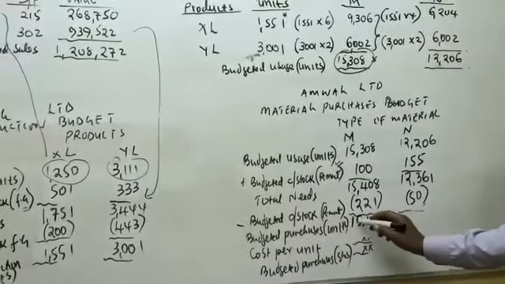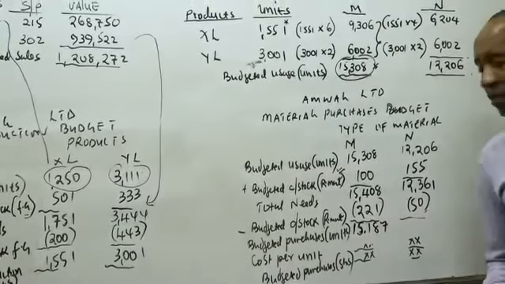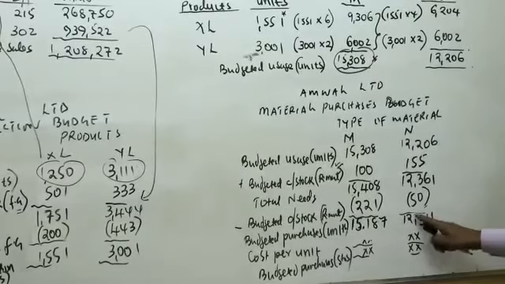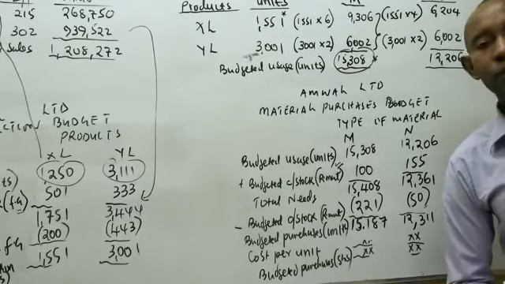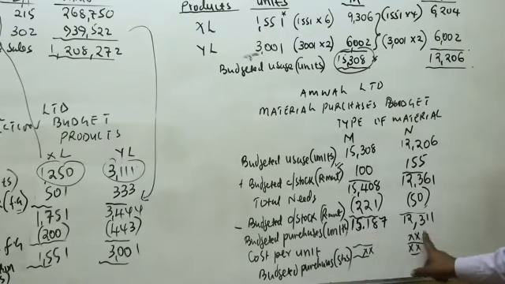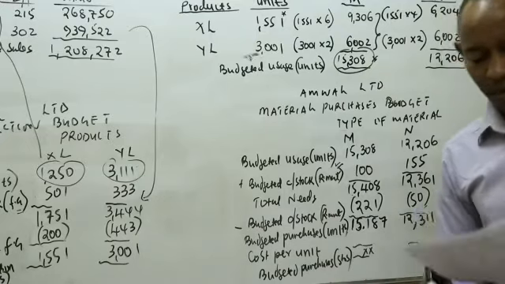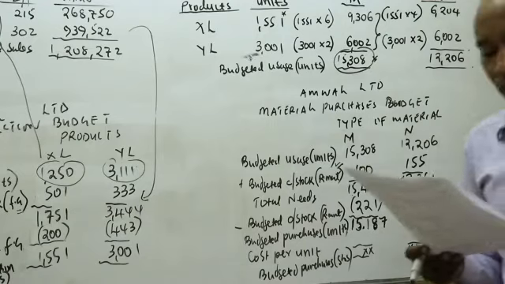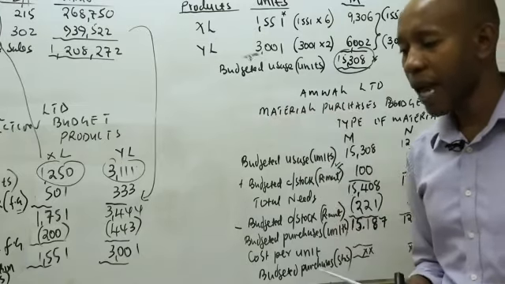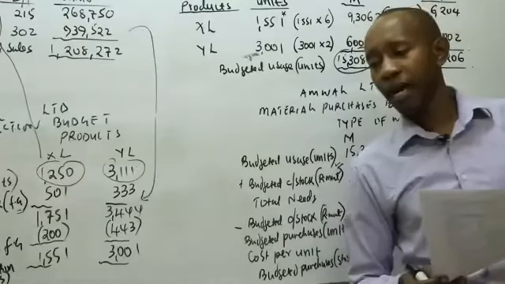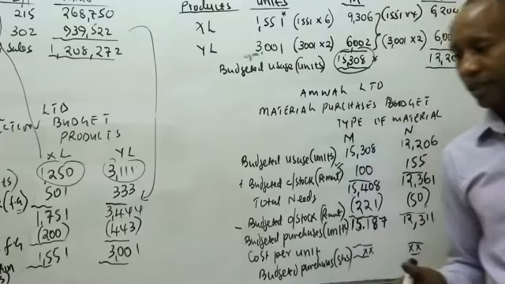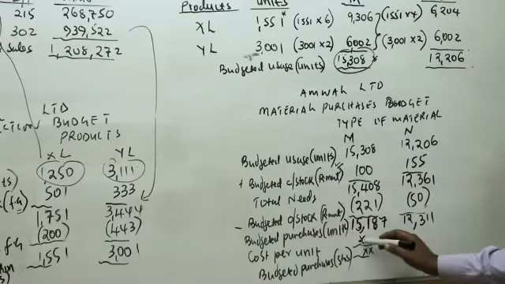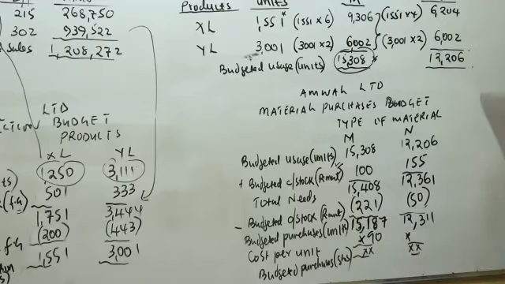Next, here we have what? This is 15187. Next is 12, somebody says 311. Then the cost per unit. Somebody to get us the cost per unit so that we know how much we will pay. What is the cost per unit for M? Yes, this is times 90. And the other one is times 60.